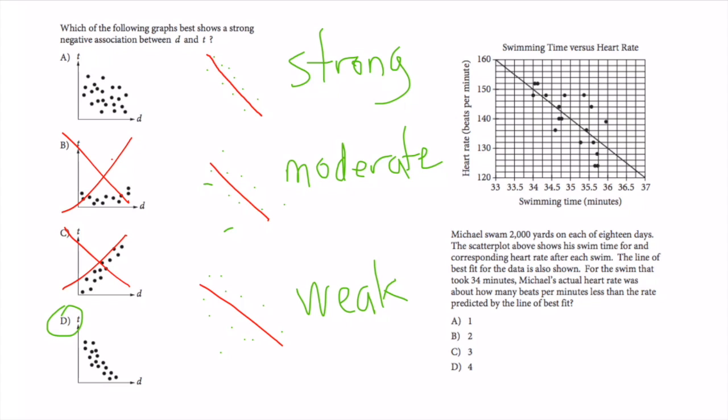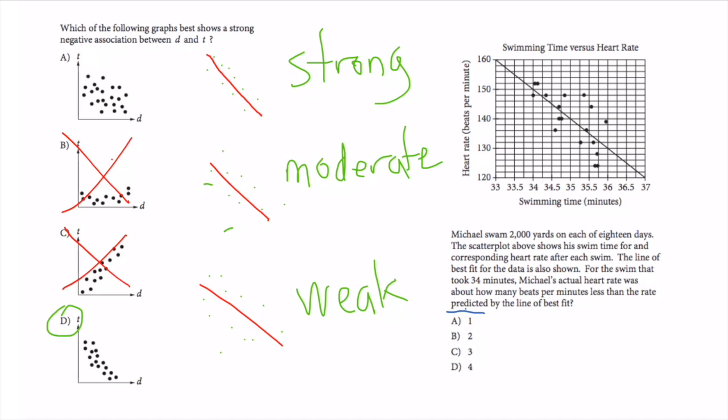Okay, so interpreting this data set in this line of best fit. So Michael swam 2,000 yards on each of 18 days. So the scatter plot above shows his swim time and corresponding heart rate after each swim. Okay, the line of best fit for the data is also shown. For the swim that took 34 minutes, Michael's actual heart rate was about how many beats per minute less than the rate predicted by the line of best fit.